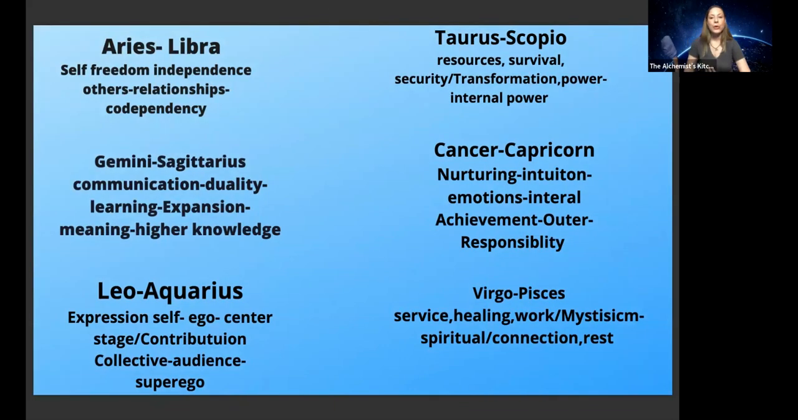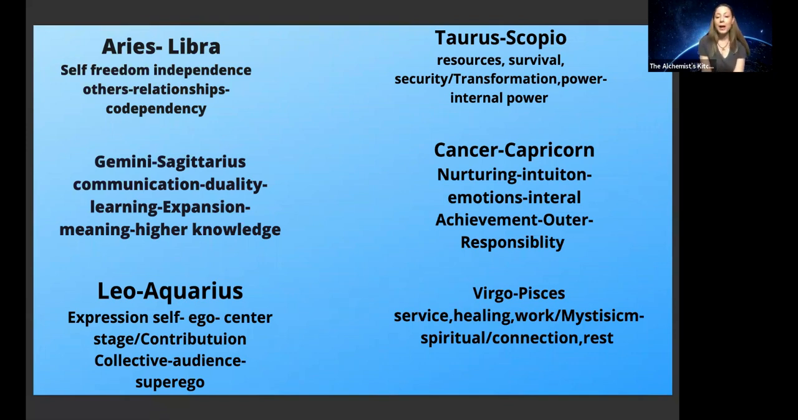Okay, so I'm going to get into a little bit about the nodal axis. So the Aries and Libra nodal axis is going to be, again, two sides of the same coin. So with Aries, the Aries side of the nodal axis, whether it's the north node or south node, is going to be very much about identity, self-freedom, independence, the self, what I want to do.